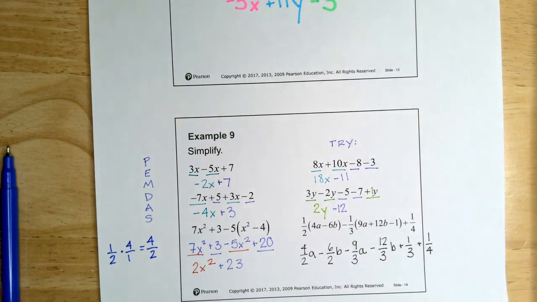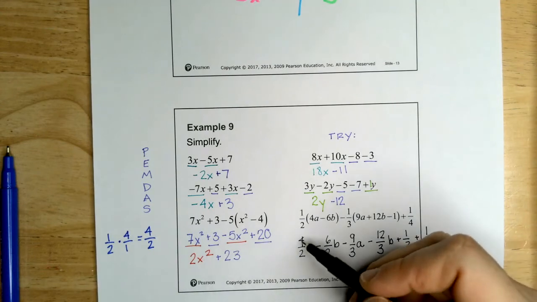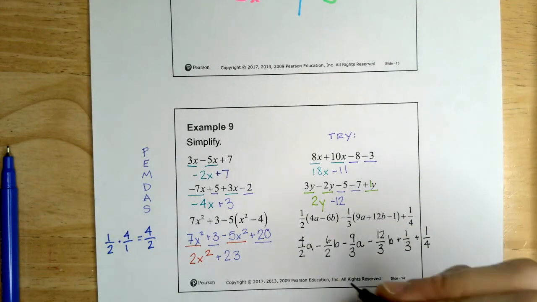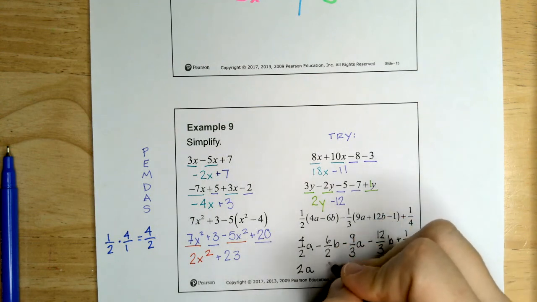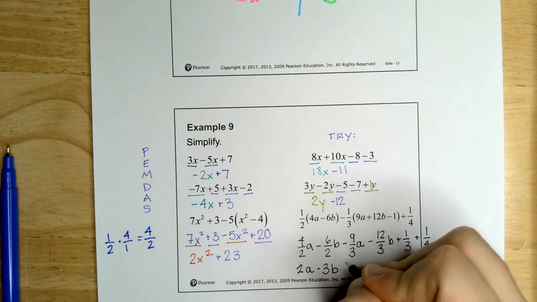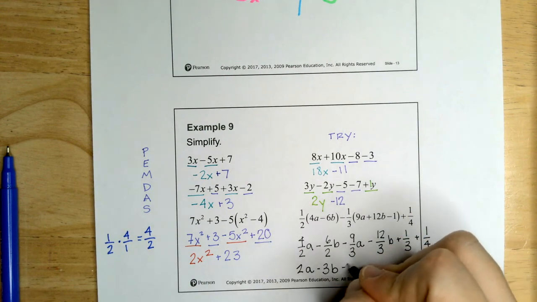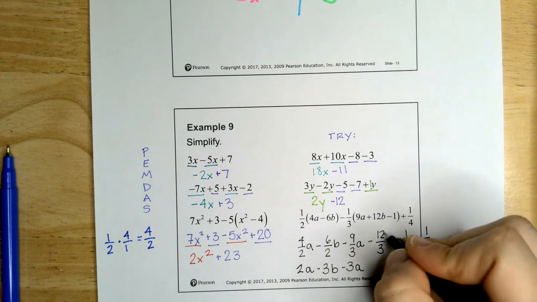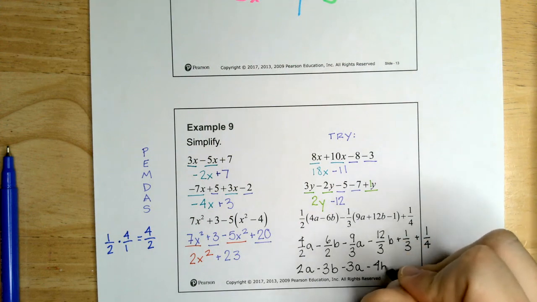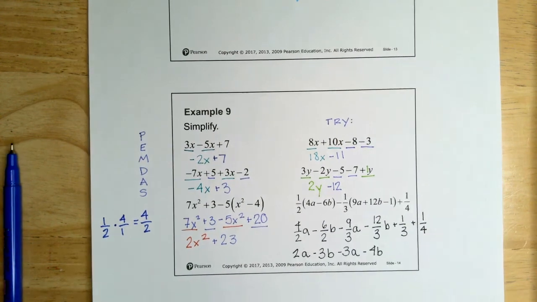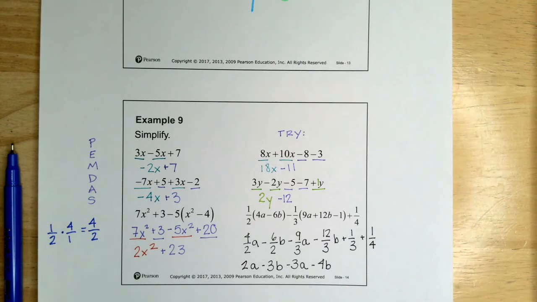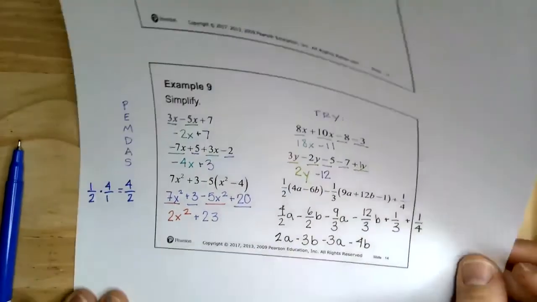+1/4. Okay? And I can see 4 divided by 2 becomes 2a. 6 divided by 2 becomes 3b. 9 divided by 3 becomes 3a. 12 divided by 3 is 4b. +1/3 +1/4. Those are a bit more difficult, right? All right, so I'm just going to leave that there for now.